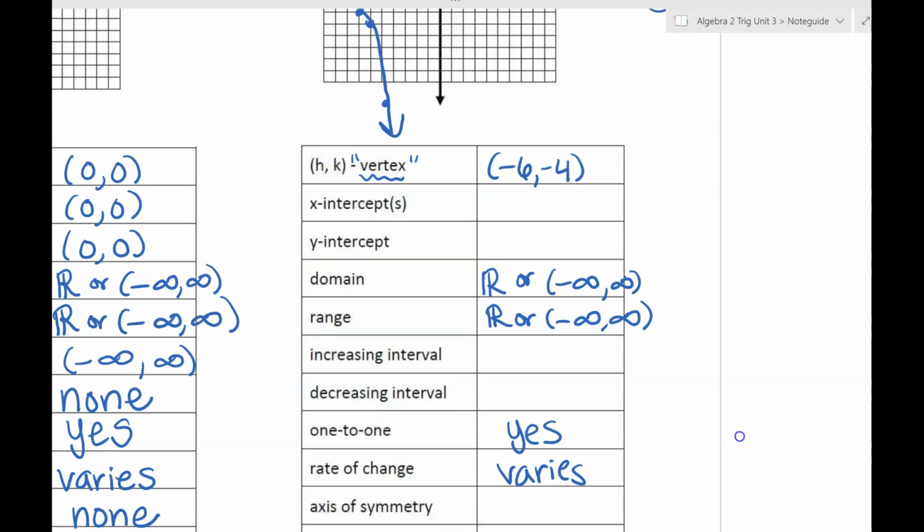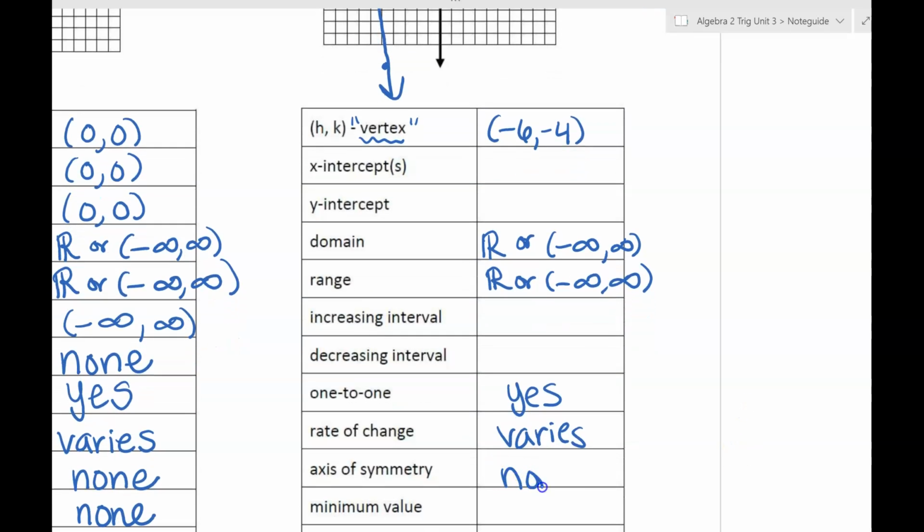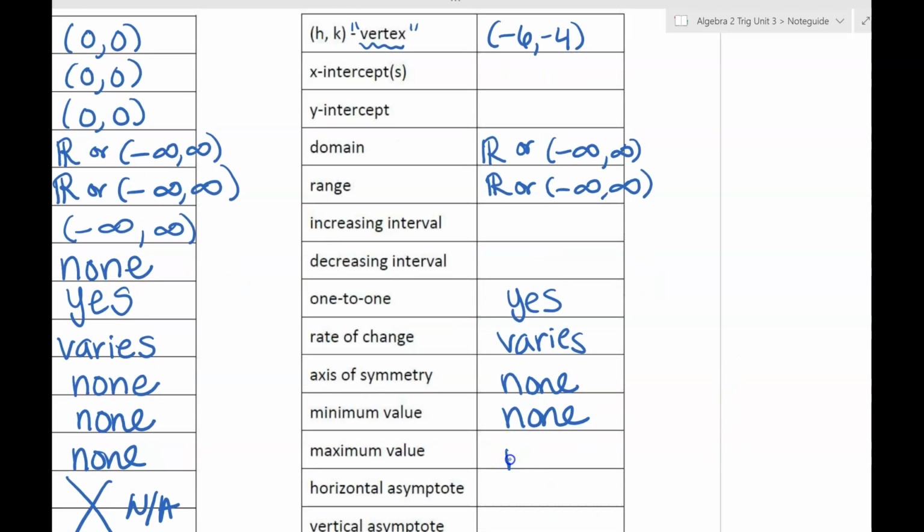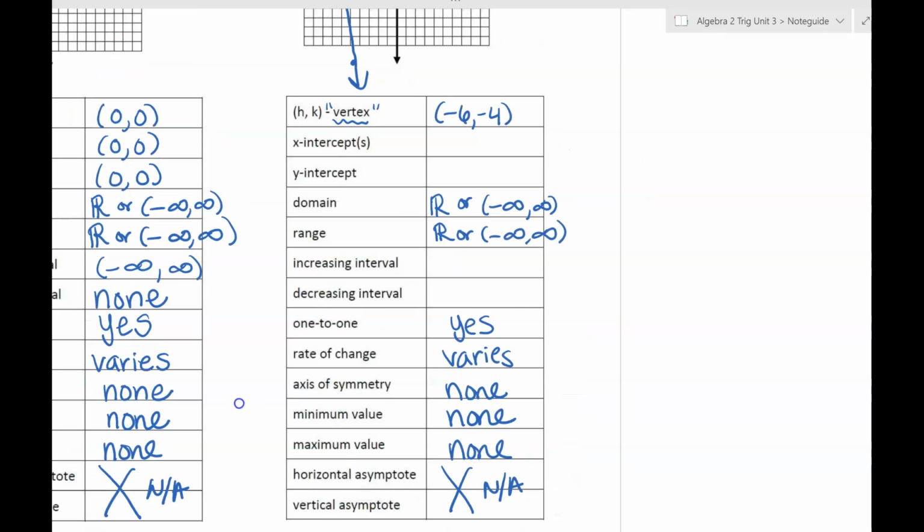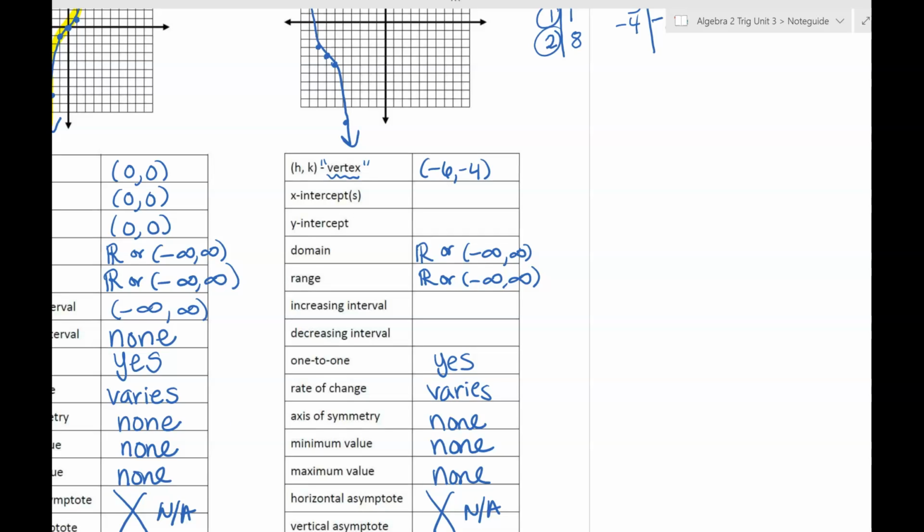The rate of change varies. There's no axis of symmetry, no minimum value, no maximum value, and the asymptotes are not applicable for this. So with these less turns comes kind of a lot less interpretation of the function.